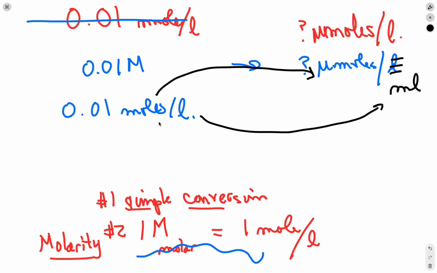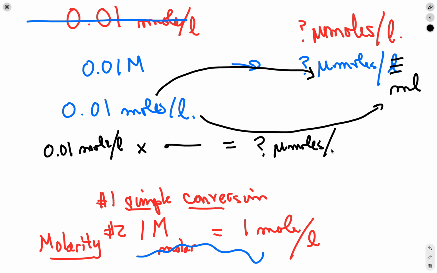So the first one is we start out with 0.01 moles per liter. We're going to multiply it by something, a fraction, a ratio, and then we're trying to get to how many micromoles, and we're just going to put in here for now in a liter. And so we're going to go from moles to micromoles, and we just need to know that in 1 mole, there are 10 to the 6th, or 1 million micromoles. And so we can set that up here.